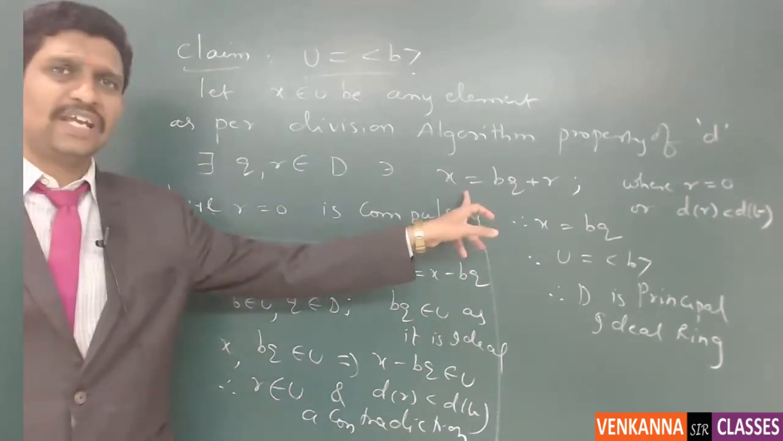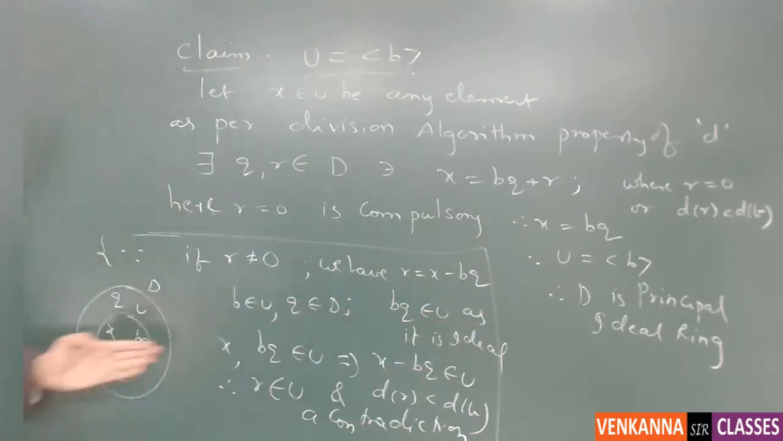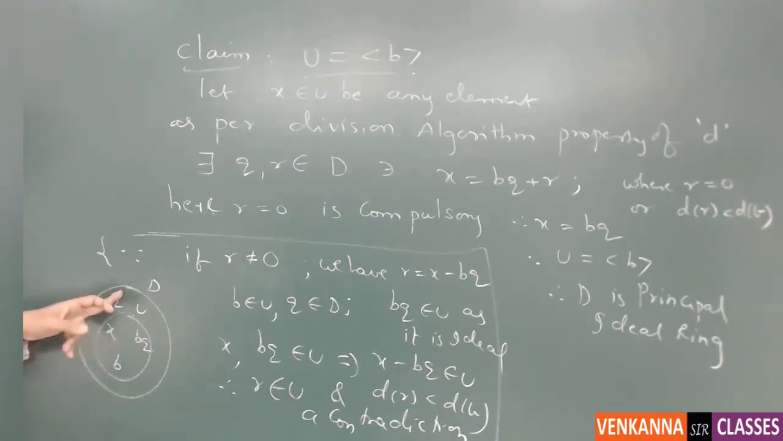So from this very equation, you have R is equal to X minus BQ. So these are the elements you have taken. D is the ring, U is the ideal. You have taken Q as an element in the ring. X and B are elements in U.